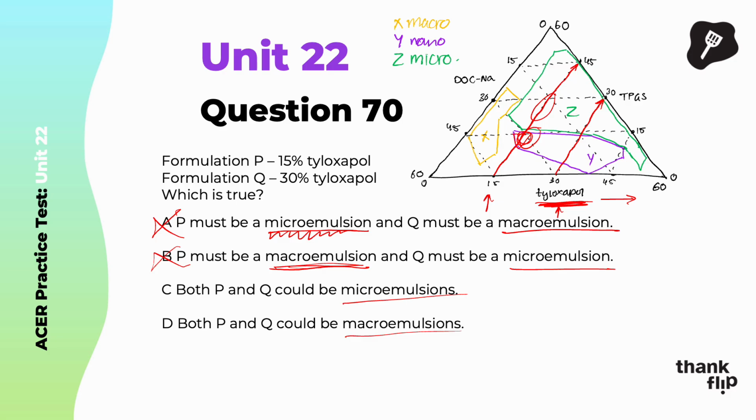Then we have both P and Q could be microemulsions. Now, this is true, right? So we have this overlapping Z region in both of these. So this could be our contender. And then both P and Q could be macroemulsions. Well, no, because they don't actually go over this yellow area here. So the answer here is C.